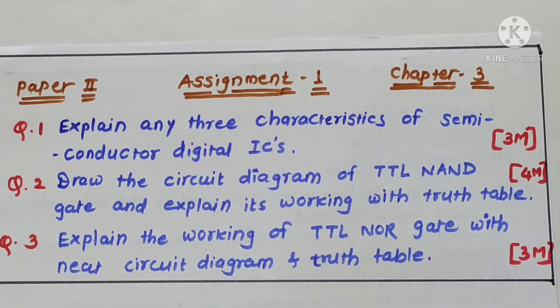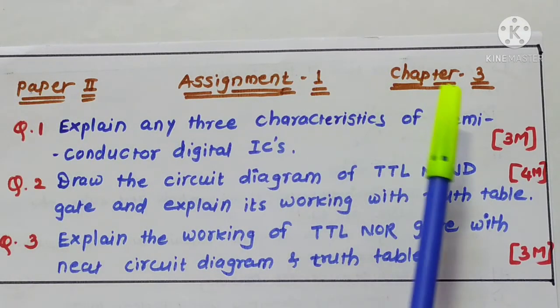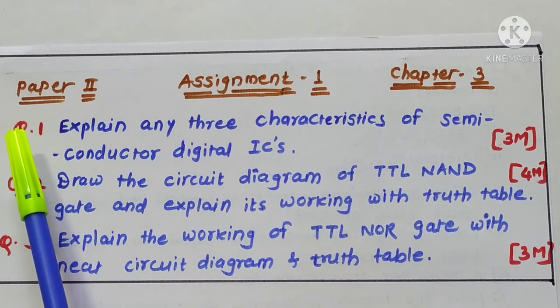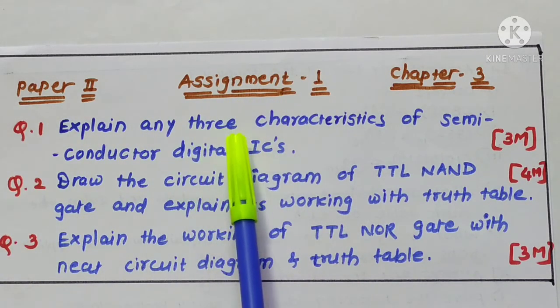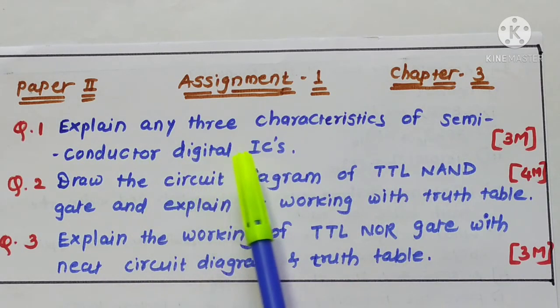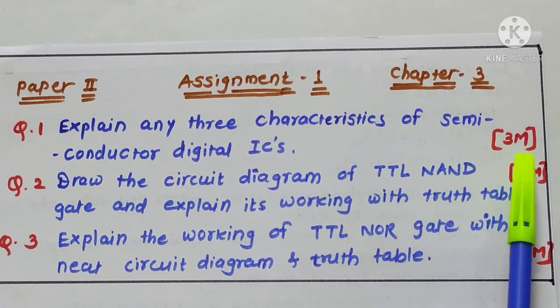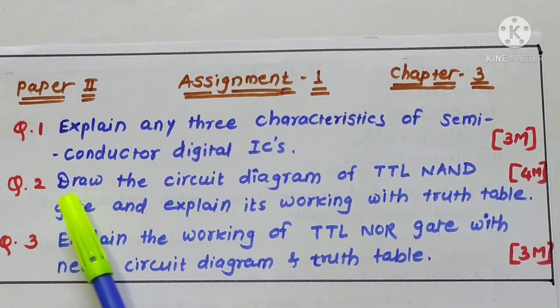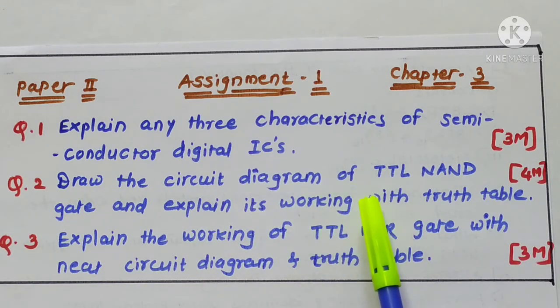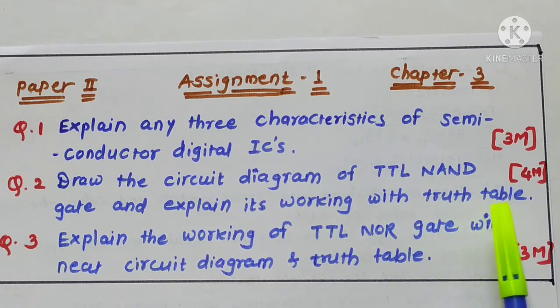Now this is time for assignment. Paper 2, chapter 3, assignment number 1. Question 1. Explain any 3 characteristics of semiconductor digital ICs. Students, this question carries 3 marks. Question number 2. Draw the neat circuit diagram of TTL NAND gate and explain its working with truth table. This question carries 4 marks. Question number 3. Explain the working of TTL NOR gate with neat circuit diagram and truth table. This question carries 3 marks.